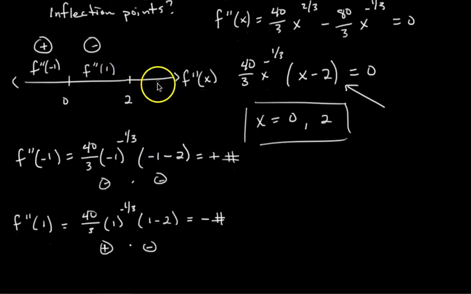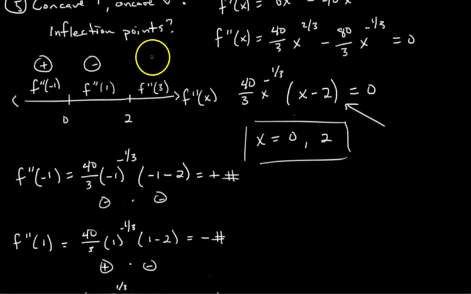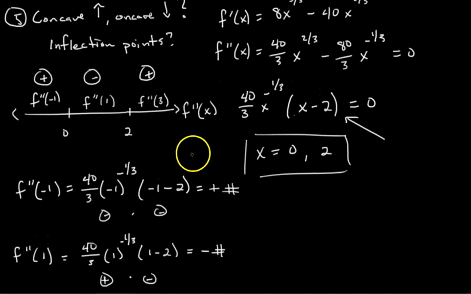And then now we just got to check something greater than 2. So let's do f double prime of 3. So here we have 3 to the -1/3, which is 1 over the cubed root of 3, which is 1 over a positive number. So this whole thing is positive. And then we multiply it by 3 minus 2, and 3 minus 2 is positive. So we have a positive part times a positive part. So in the end, this is a positive number. So the interval 2 to infinity, we're concave up. All right, and then these are our inflection points.